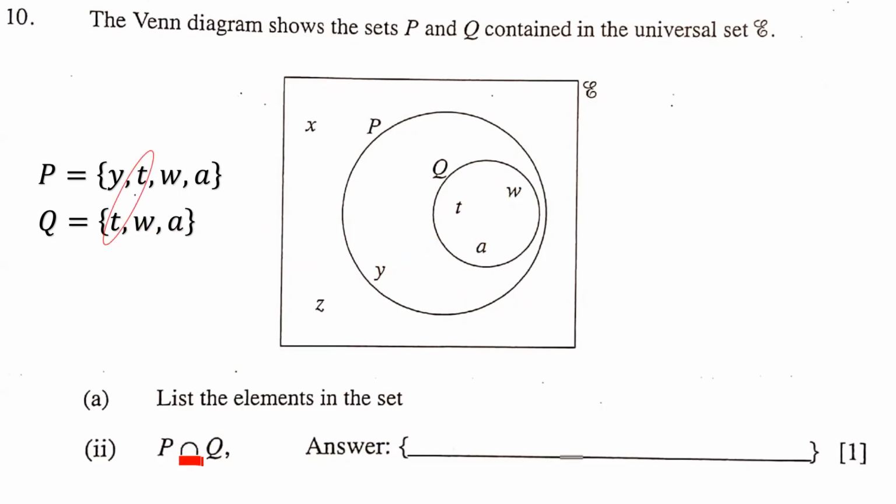And so what do they have in common? What elements do they have in common? Well, both of these sets have T in it. Both of these sets have W, and both of these sets have A. And so the intersection of these two sets is T, W, and A.